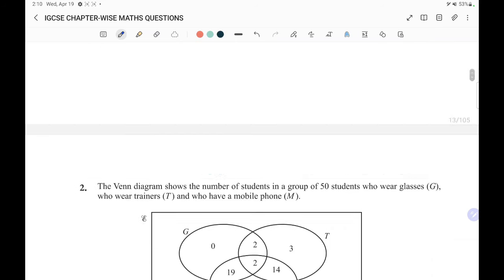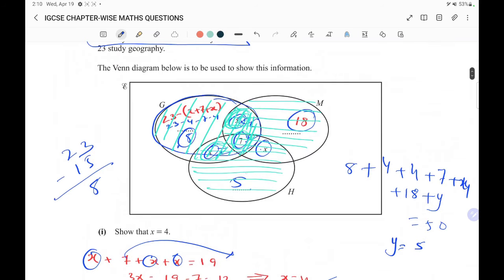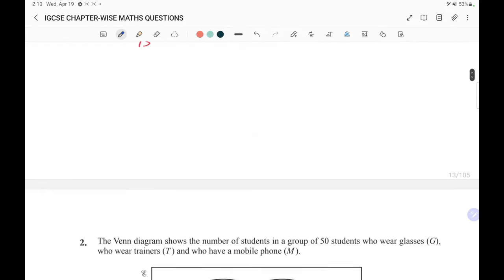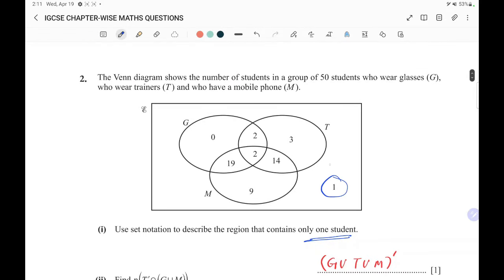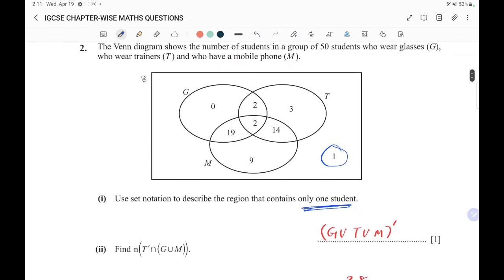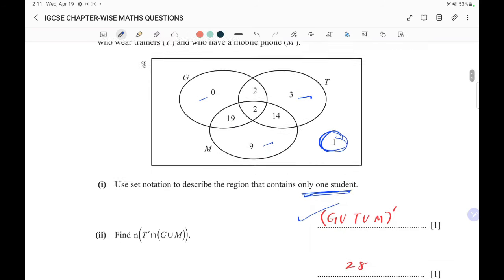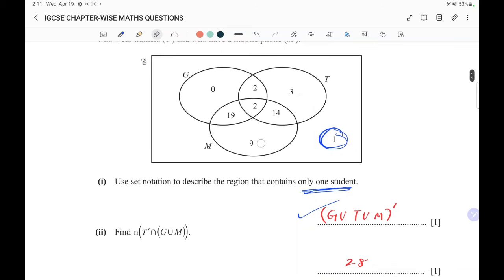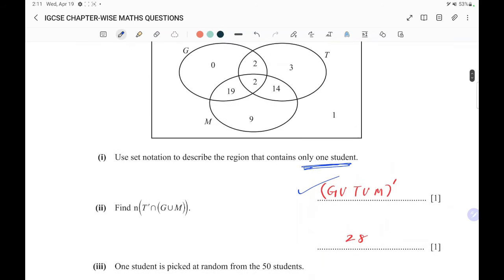So already we have discussed here, right? Complement is nothing, so that was 5, but here complement has 1, so it has only one student. This is outside of this whole union, so G union T union M and then complement, so you will get that.